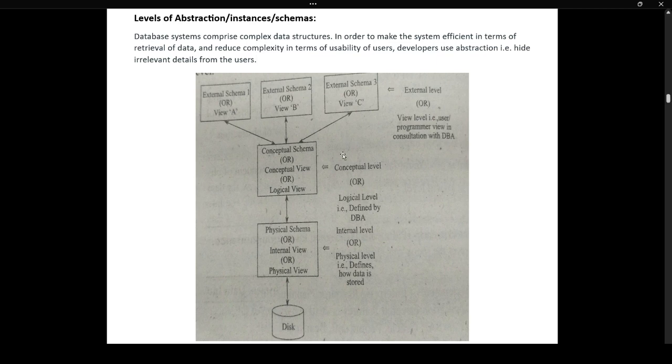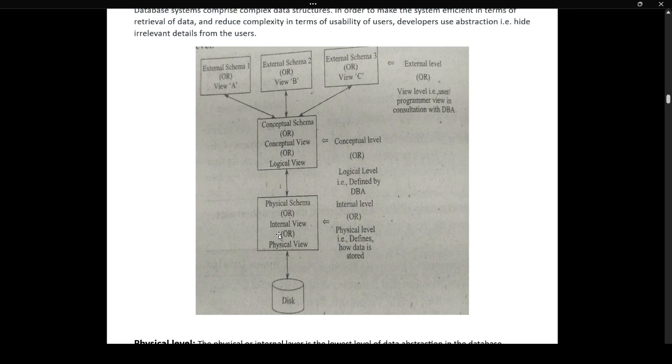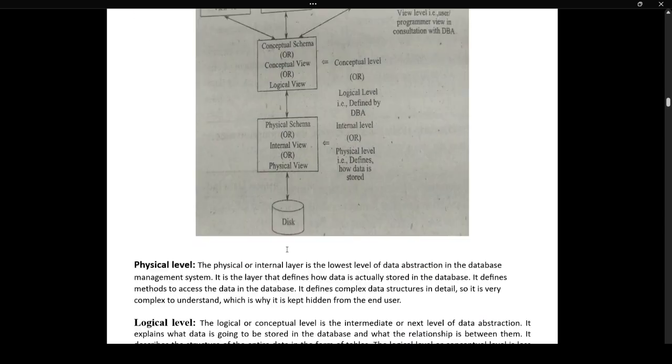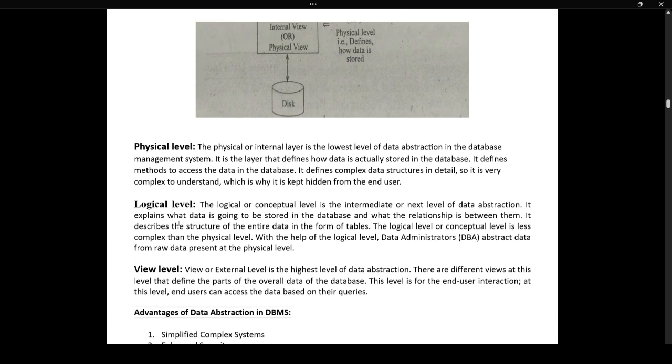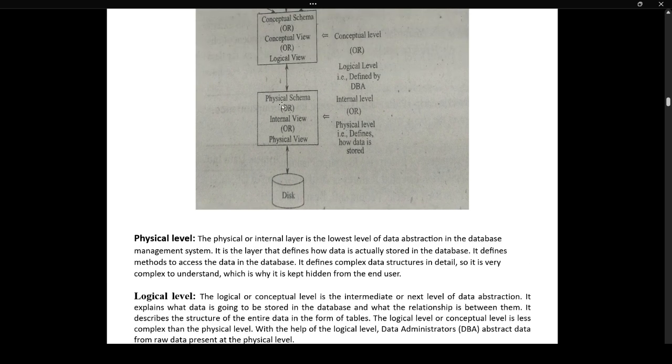So coming to the diagram, the levels of abstraction consist of three types: the internal level or physical level, the logical level, and the view level. Let's dive deep into each and every level. The physical level is the first, internal layer. It is also known as the internal level, as it is an internal layer.